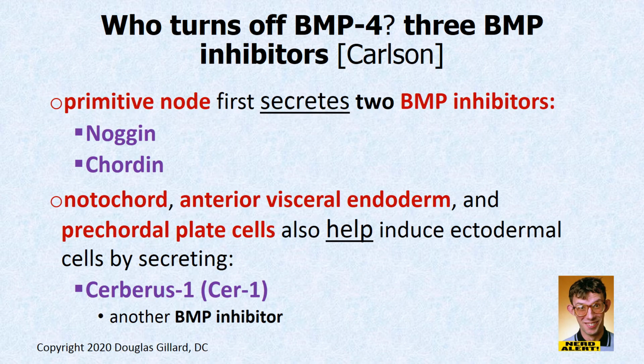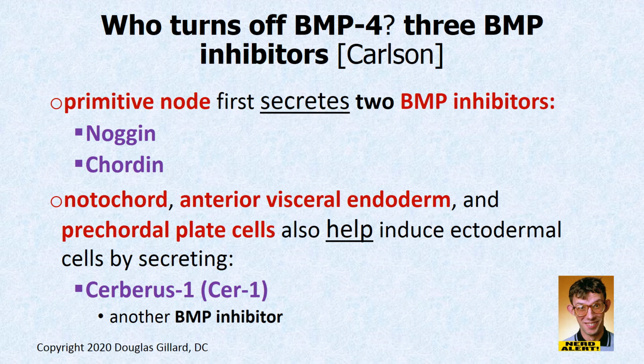So that leads to the question, who turns off BMP4? Well, there's actually 3 inhibitors of that. Now, this is an advanced question. When you're studying for boards, this is probably one of the last type of questions, unless you're trying to absolutely crush boards and want to be in that top 5% of students.